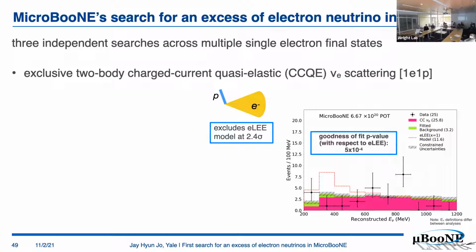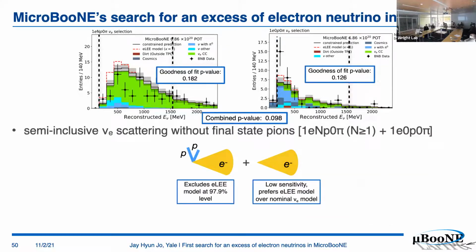This is the cartoon, and this is their selection. You see the prediction agrees pretty well with the data again here. So we exclude the ELE model with this 1E1P selection at 2.4 sigma. The other was the semi-inclusive 1E-NP and 1E0P without any pions in the final state.